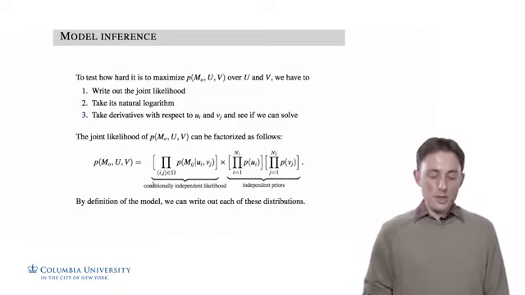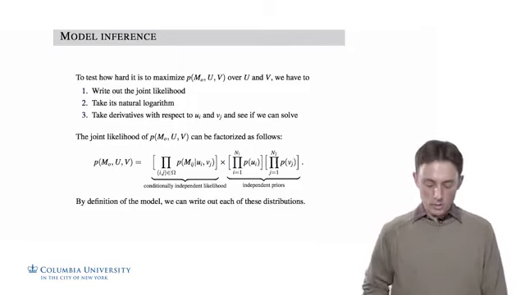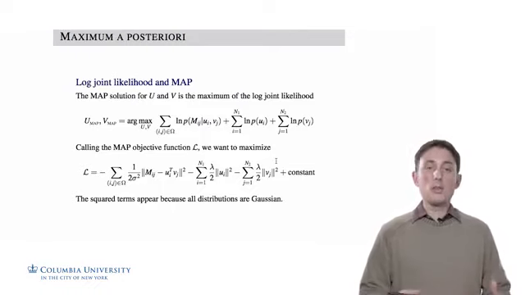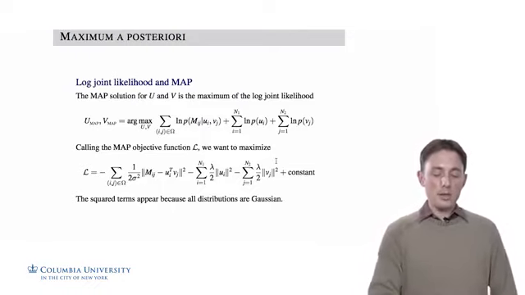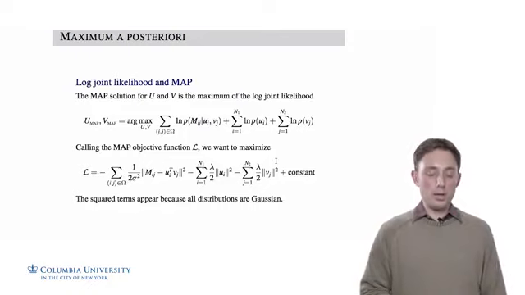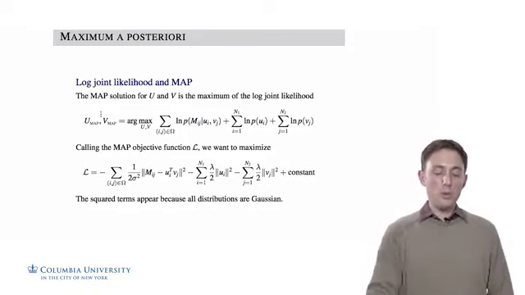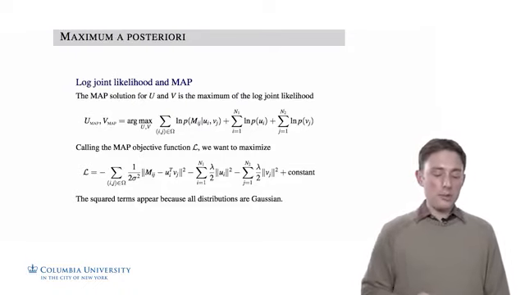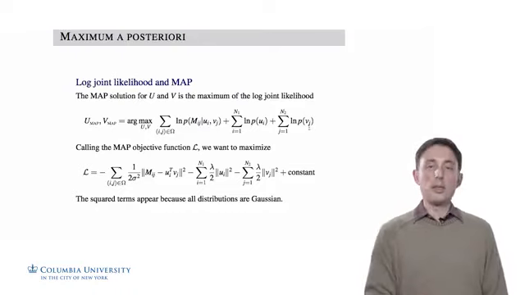And so by definition, we can write out each of these. This is a Gaussian, and these are all also Gaussian. So we take this likelihood, we take its log, and we get the objective that we're trying to maximize. What we want to do when we do MAP inference, maximum a posteriori, is to find the values for the matrices U and V that maximize the log of the joint likelihood.